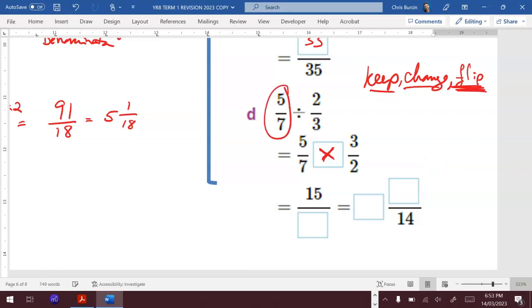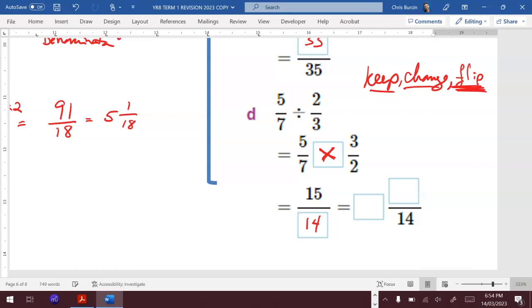We keep the first, we change division to multiplication, and then we flip this so that the 2 is on the bottom and the 3 is on the top. And then it's just plain old multiplication. So once we've done keep, change, flip, we do 5 times 3 gives us 15, and 7 times 2 gives us 14. So now we want to actually move that back and make that back into a mixed number.